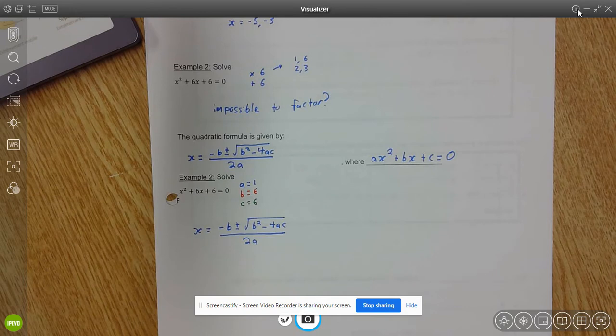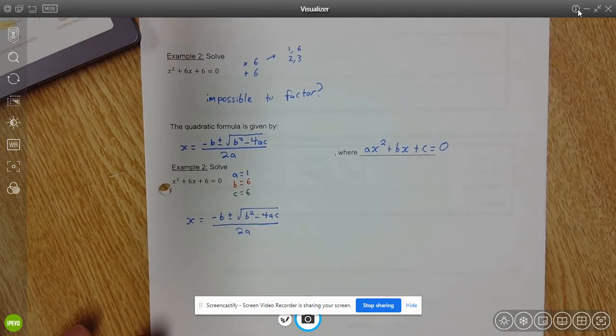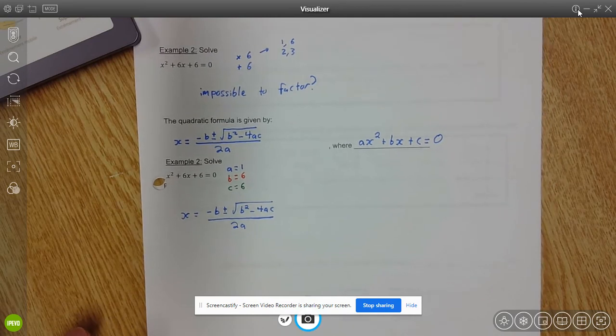A lot of students ask me, do I need to memorize this? I guarantee that if you do all your homework questions, this will be memorized and stuck in your brain. So you definitely don't need to memorize it for any quizzes, and we'll talk about whether you want to memorize it for a test.